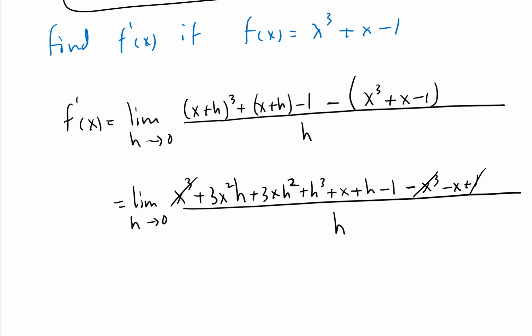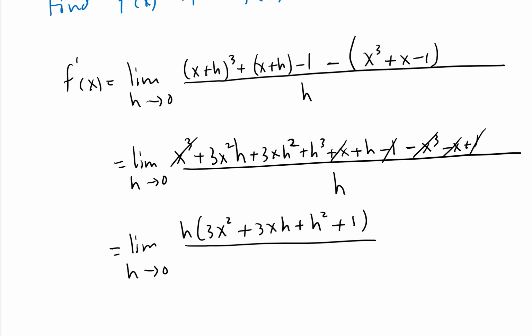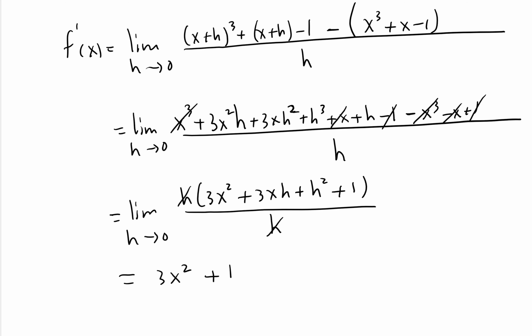These cancel. The 1 minus 1 cancel. Negative x cancels. We can factor h on the top: 3x squared plus 3xh plus h squared plus 1, all over h. The h cancel, and when we pass the limit, that gives us 3x squared plus 1. We may look at a different example now.